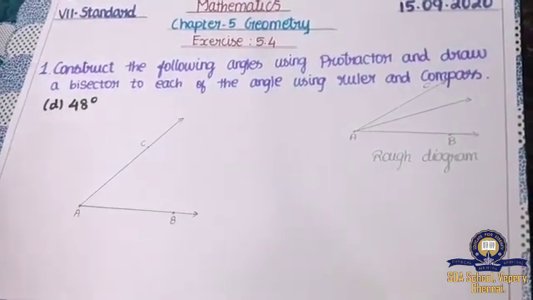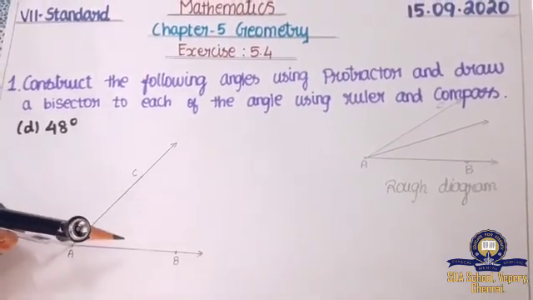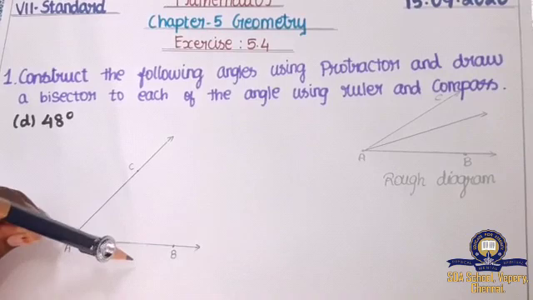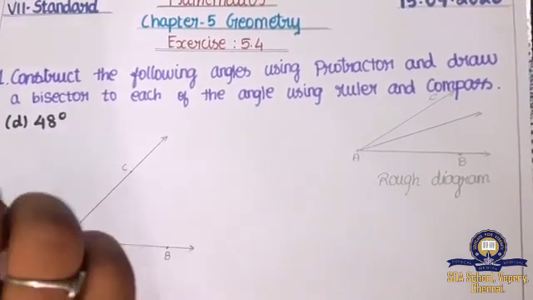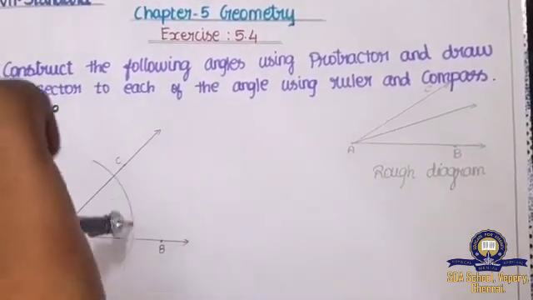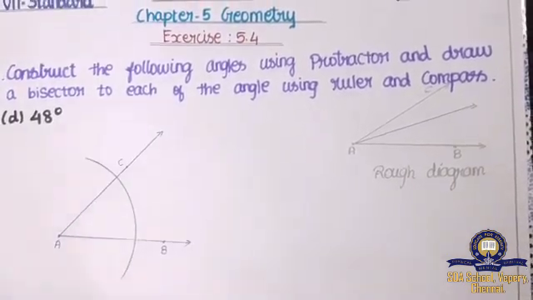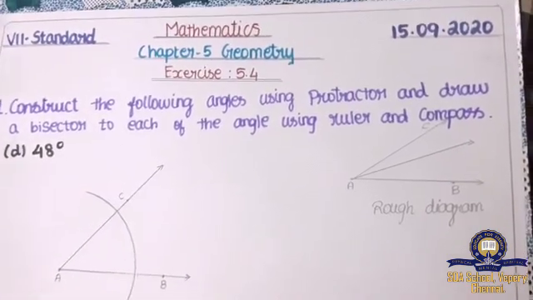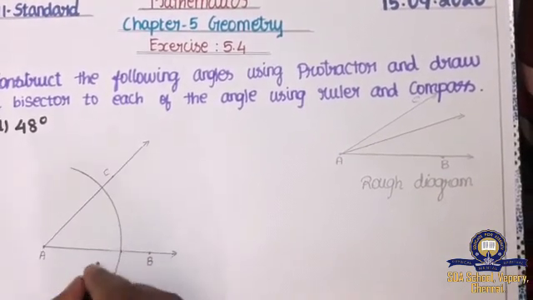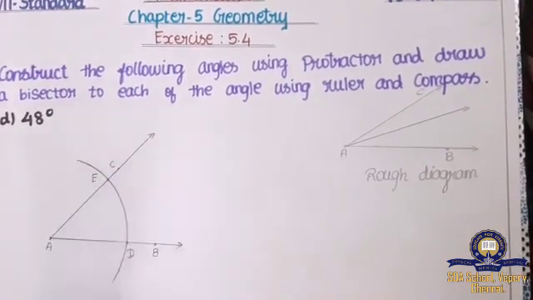After that, using a compass, keep A as center and take more than half to draw an arc to cut AB and AC. So here, more than half means we can take 5 cm. So take more than half and draw an arc to cut AB and AC. Now you need to mark the point D and another point as E.